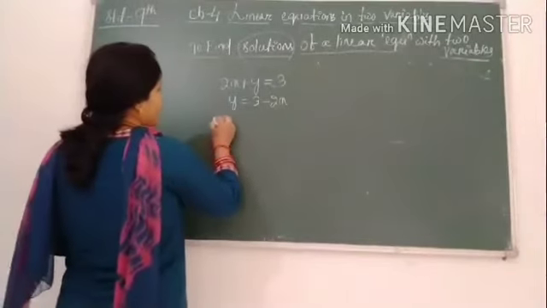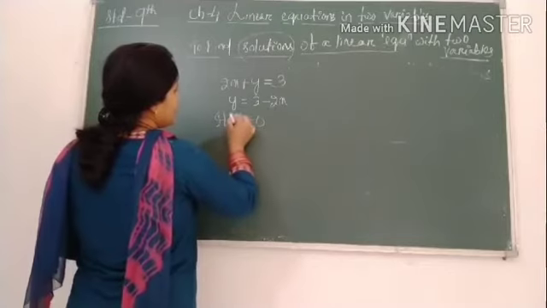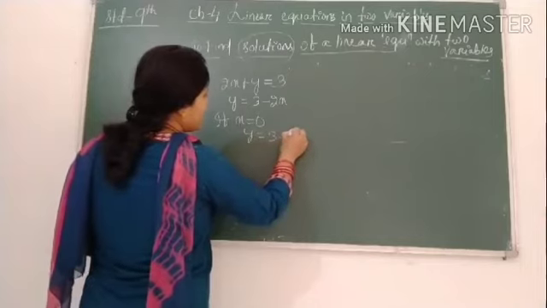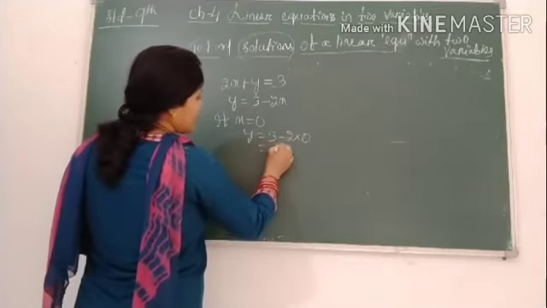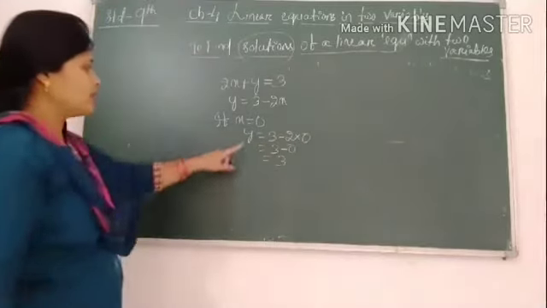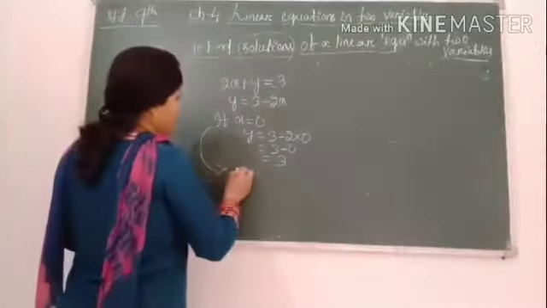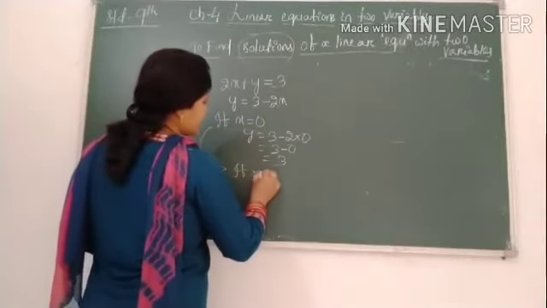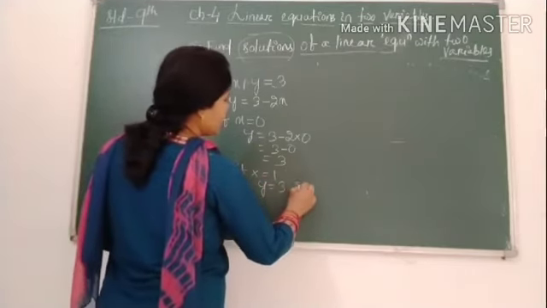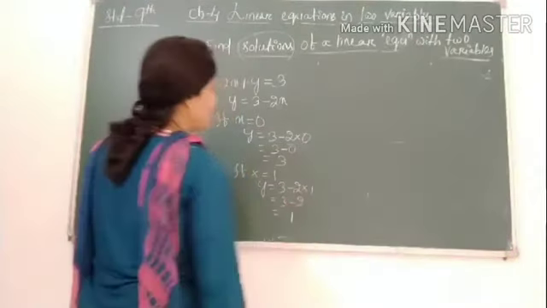So if I take x is equal to 0, then the equation becomes y is equal to 3 minus 2 into 0. As you know, 2 into 0 is 0, and 3, so the value of y is equal to 3. Instead of 0, if I take x is equal to 1, then the equation becomes y is equal to 3 minus 2 into 1. 3 minus 2 is equal to 1.